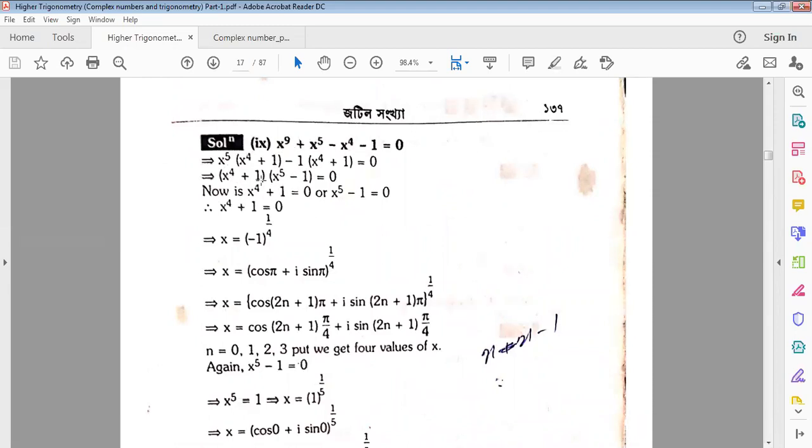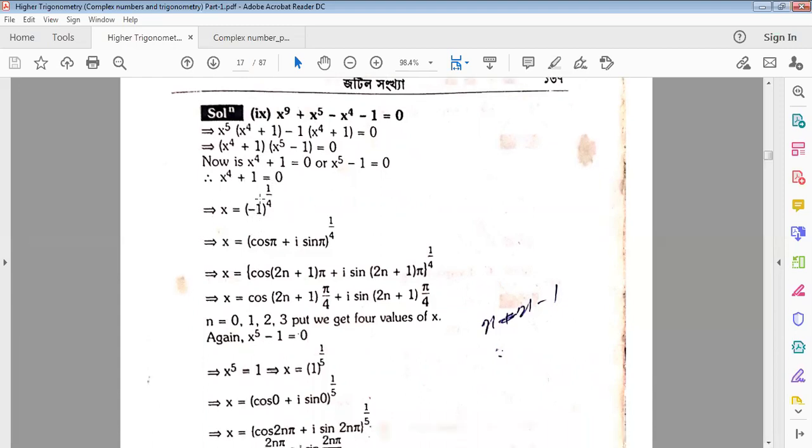Then we get x4 plus 1, x to the power 5 minus 1. Either this equals to 0 or this equals to 0. So how many roots will be? 9 roots, because maximum power is 9. From the first one, x4 plus 1 equals to 0, then x equals to minus 1 to the power 1/4, taking fourth root on both sides of this equation. Now this minus 1 can be written as cos pi plus i sin pi. Then by de Moivre's theorem, similarly, n equals to 0, 1, 2, 3. This will give 4 roots.